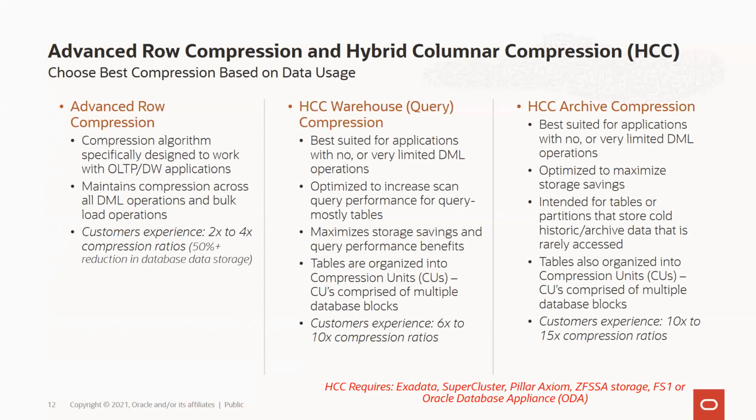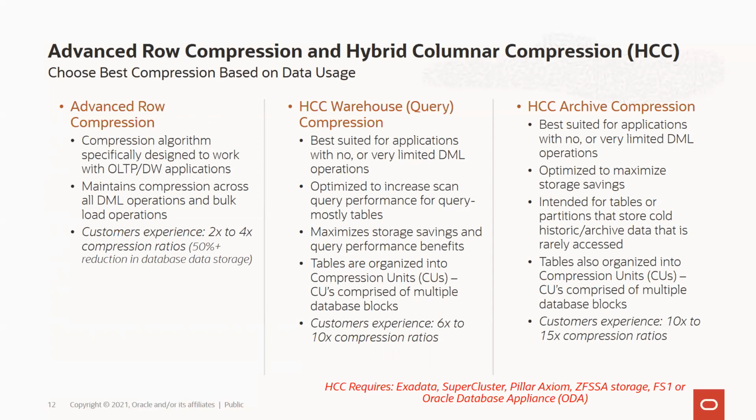But the question does come up, assuming you're on one of those platforms, which compression should I use? And it comes down, it's actually a fairly simple delineation. Advanced row compression, which is part of advanced compression, it's the data compression component, is designed for both OLTP and data warehouse applications. So you can use advanced row compression on essentially any type of application. OLTP, data warehouse, doesn't matter.